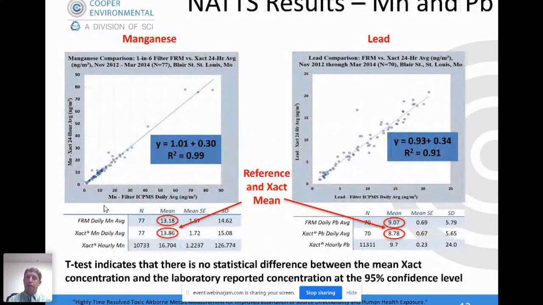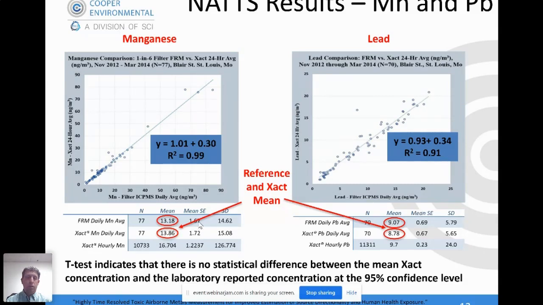And for this, on the next slide, I have the results for manganese and lead. And what you can see here, again, is that the manganese filter sample from ICP mass spec is plotted on the x-axis, while the Xact result is plotted on the y-axis. And you're seeing very, very good slopes here. For manganese, you're seeing a slope of 1.01, essentially nearly perfect agreement between the two methods, and R squared of 0.99. And then here you're also seeing for lead a slope of 0.93 and R squared of 0.91.